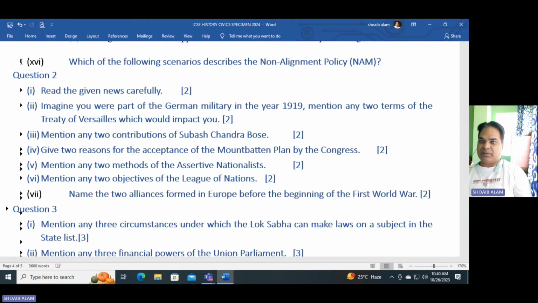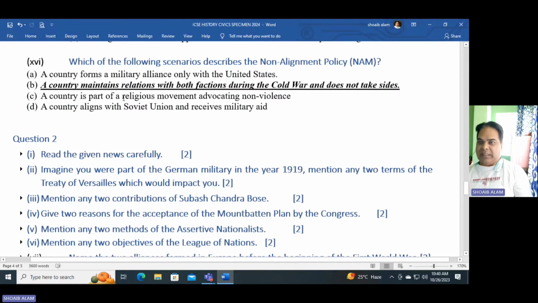Now number 16, which of the following scenarios describes the non-aligned policy? Let us see the options. The country maintains relations with both factions during the Cold War and does not take sides. This is the correct one. The country forms a military alliance only with one union, so that's incorrect. The country is part of a religious movement, that is incorrect. The country allies with the Soviet Union, that is also incorrect. So option B is correct.